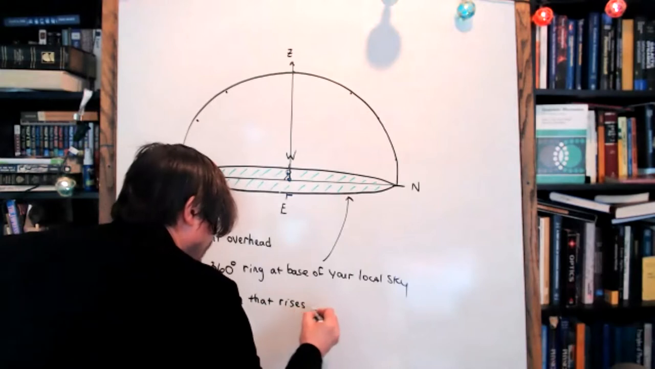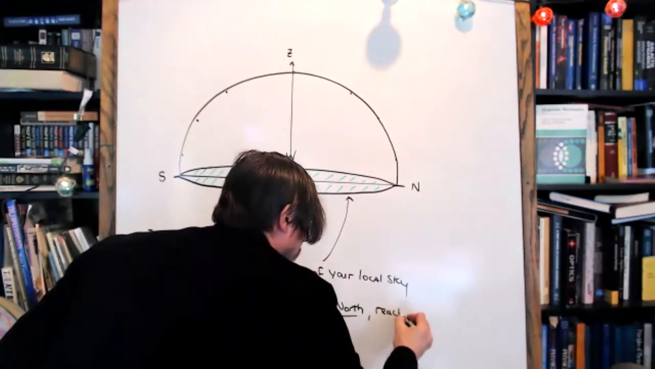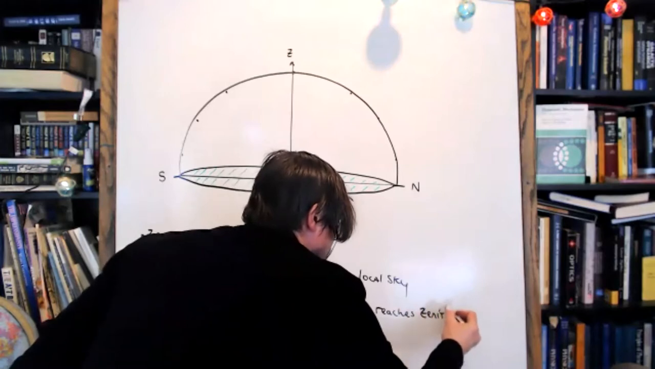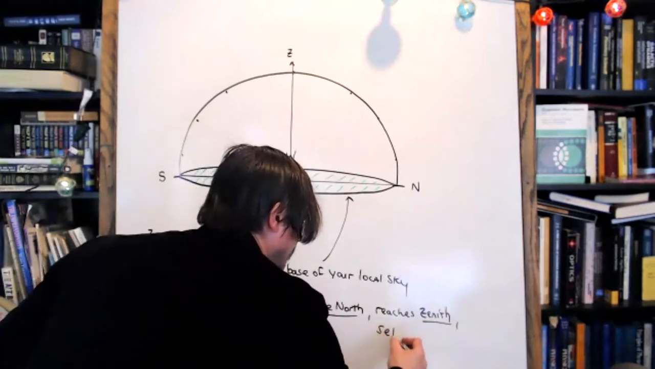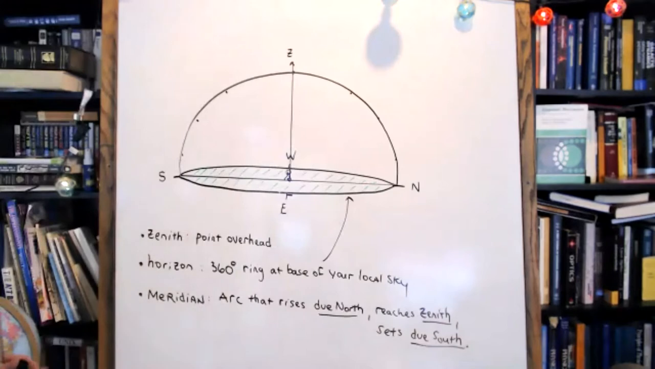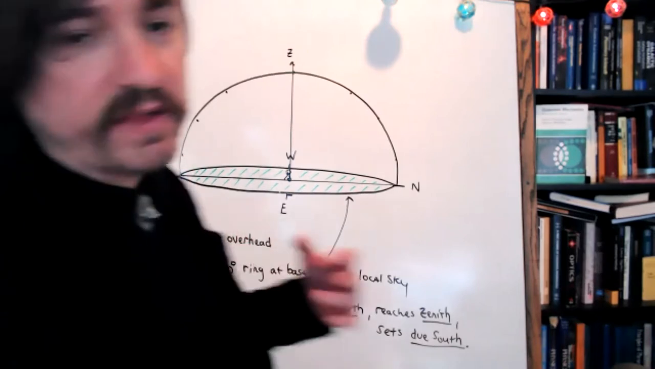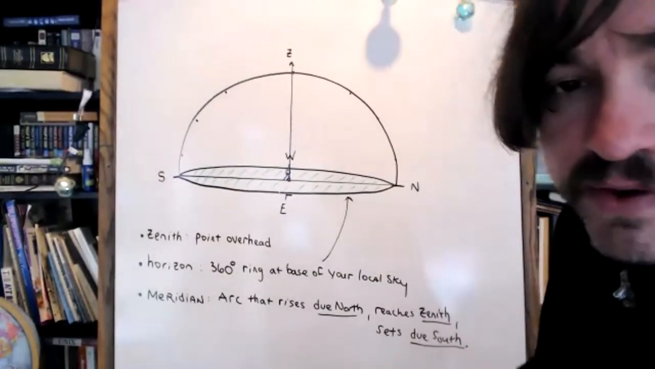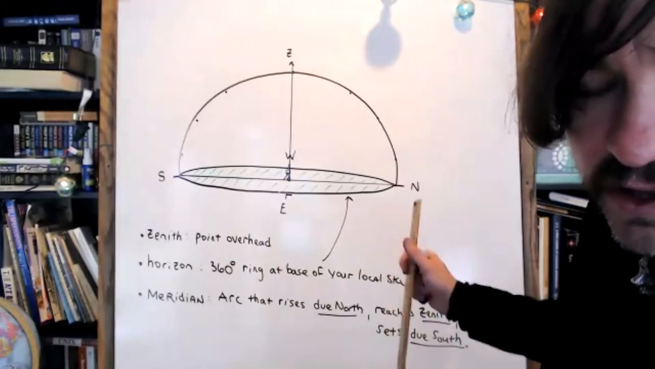So we'll say the meridian is an arc that rises due north, reaches the zenith, and then sets due south. These points are fixed on your local sky no matter where you go on Earth, okay? Whether you're on the North Pole or the South Pole or the equator, you're always going to have a zenith, a point overhead. You'll always have a horizon, and you'll always have a meridian.